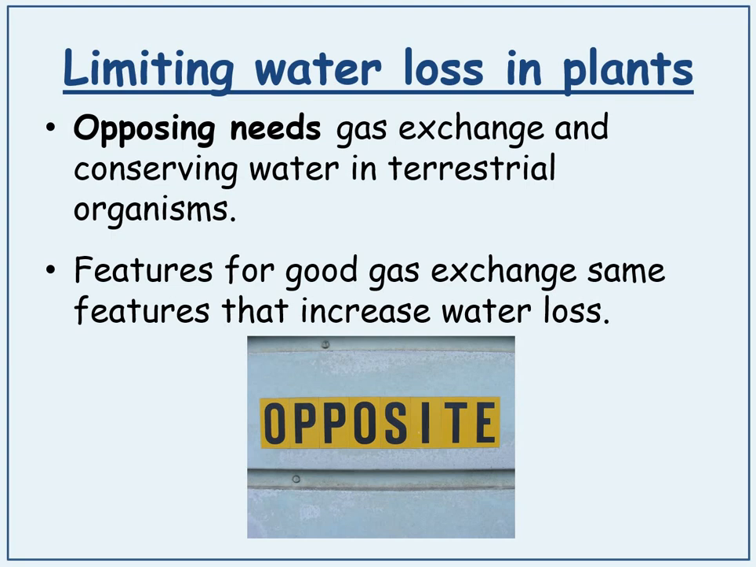That happens in any terrestrial organism. Insects also have a conflict between the fact that every time they open their spiracles, they're going to lose water through the spiracles, but they need to open them periodically for gas exchange. Likewise, plants open their stomata to allow carbon dioxide in, oxygen out, but every time they do that, water can be lost via evaporation through the stomata. And unfortunately, the features that are good for gas exchange are the same features that increase water loss.